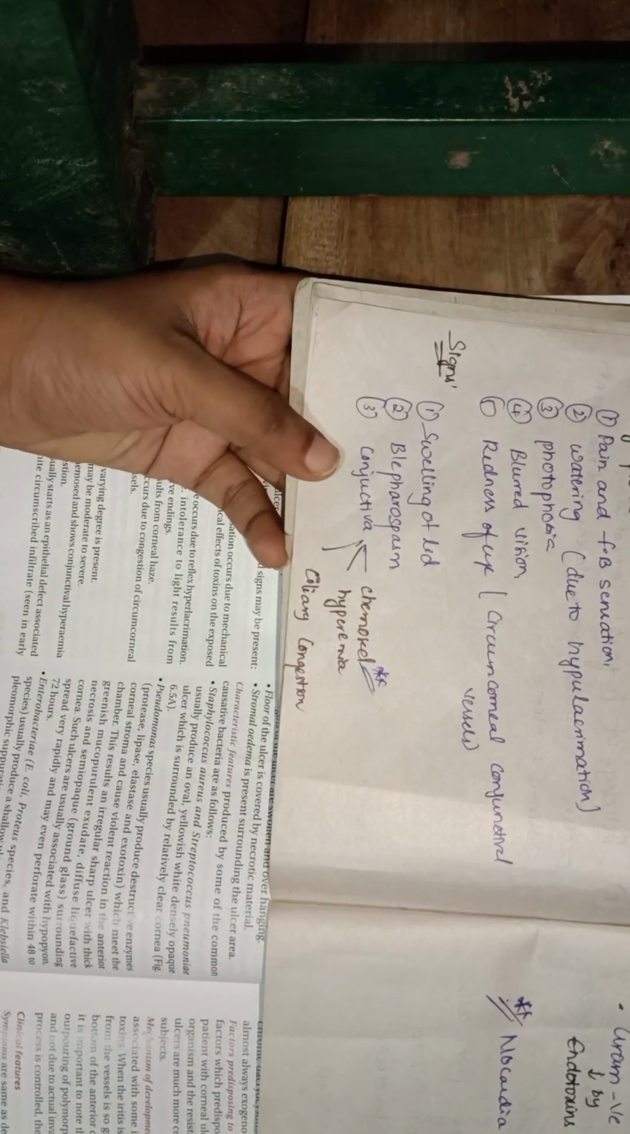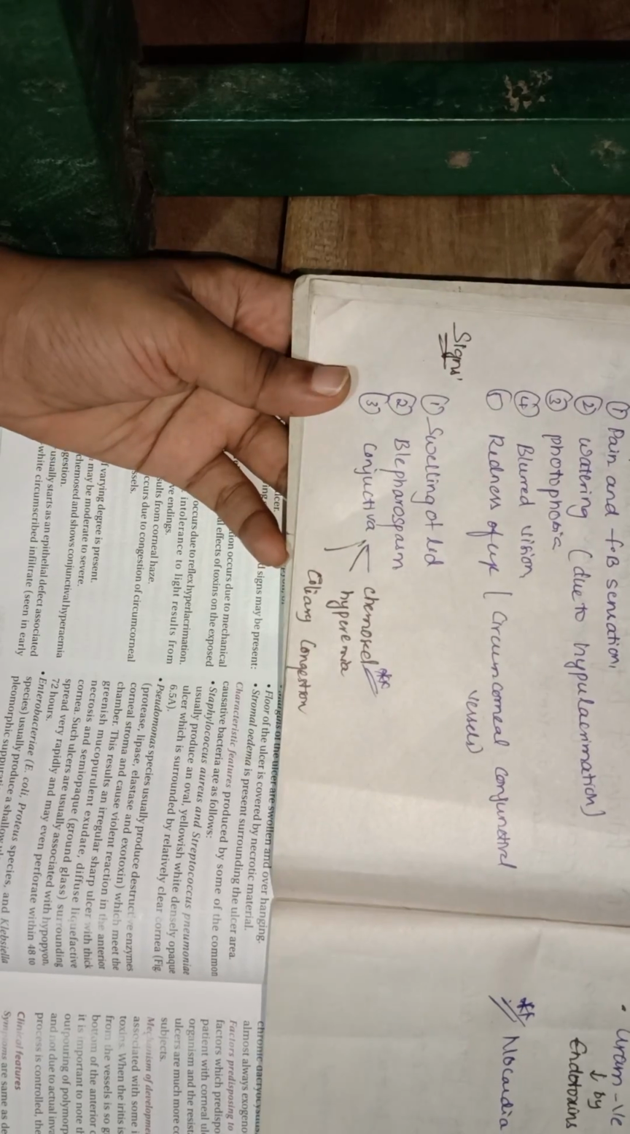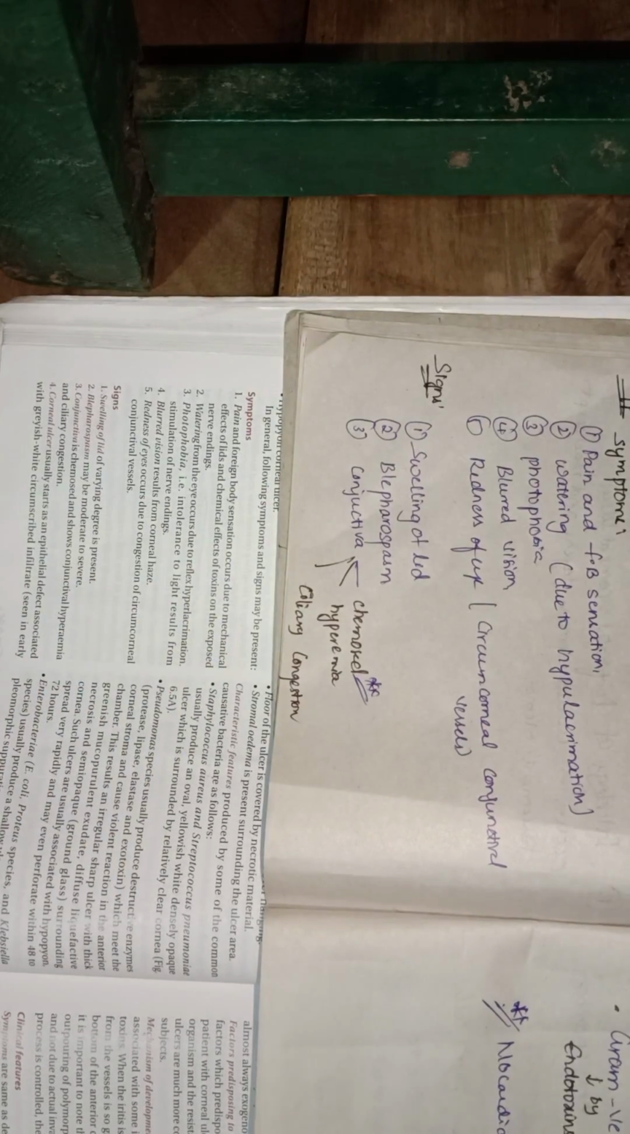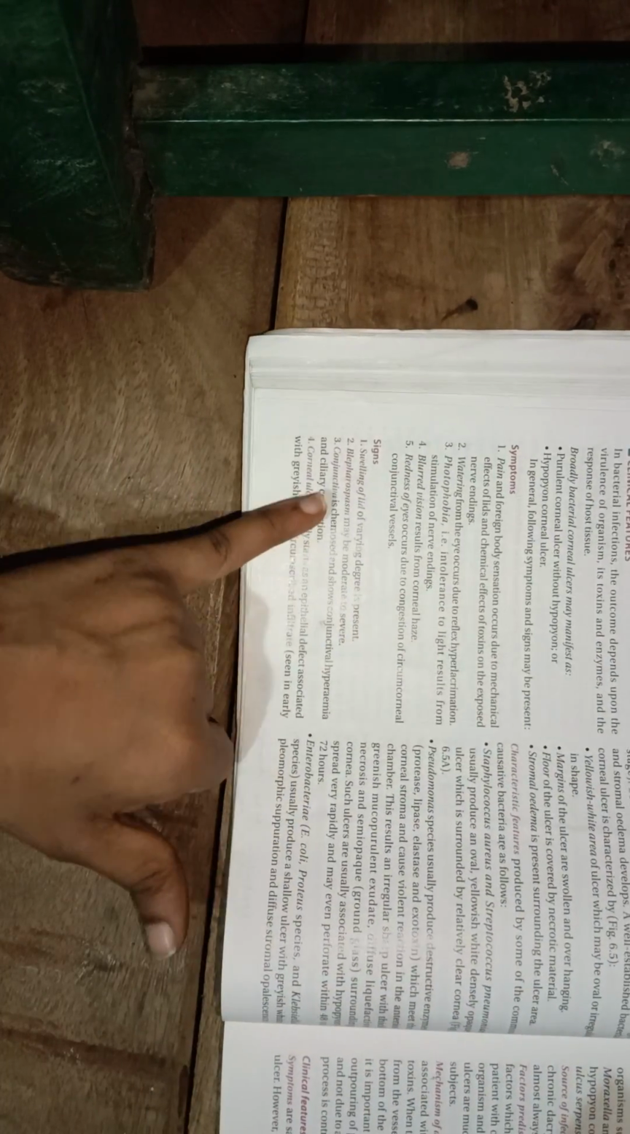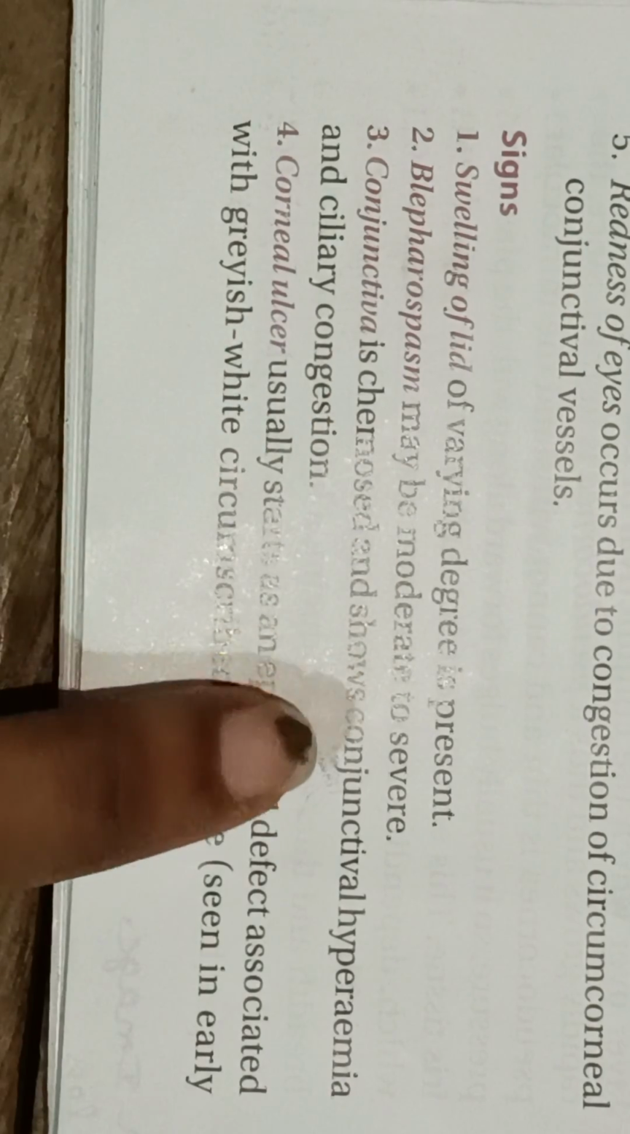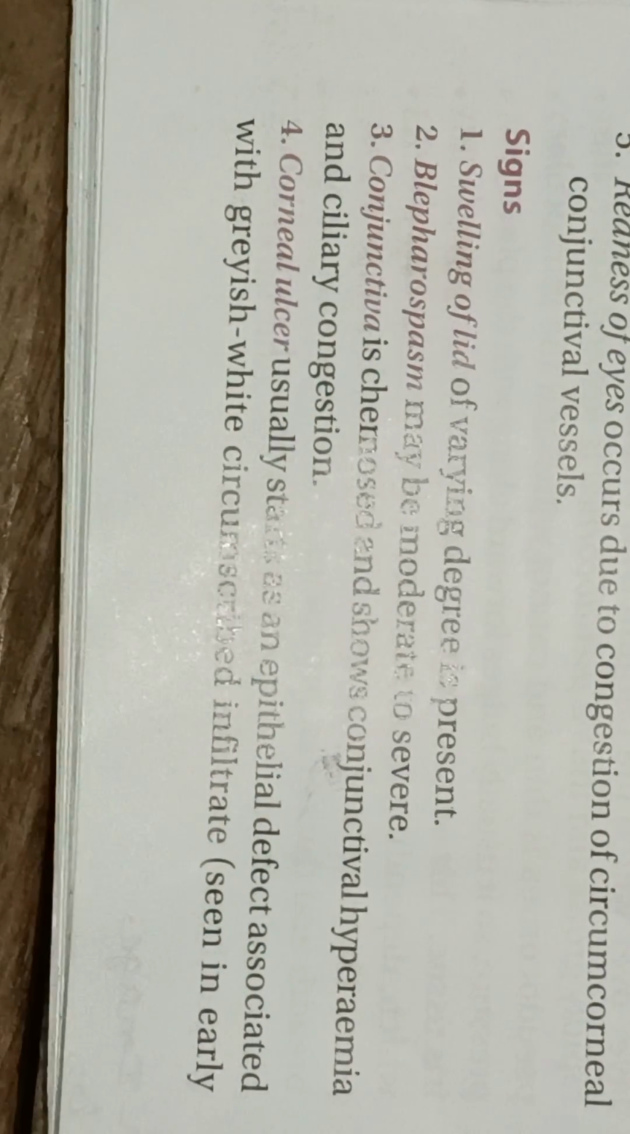In corneal ulcer, what happens to the conjunctiva? The conjunctiva is chemosed and shows conjunctival hyperemia and congestion. See here, swelling occurs, blepharospasm will occur, and the conjunctiva undergoes chemosis, showing hyperemia and congestion.